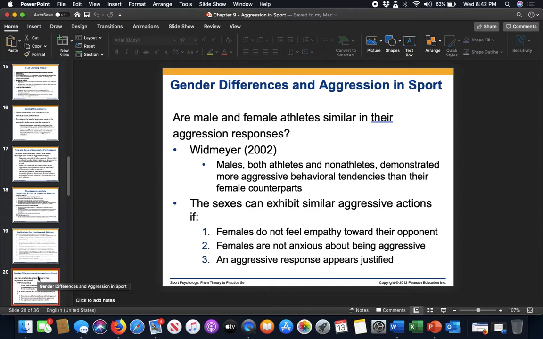Again, you can't say that that's 100% true. But females do not feel empathy. It says the sexes can exhibit similar aggressive actions if females do not feel empathy toward their opponents, females are not anxious about being aggressive, and an aggressive response appears justified. So just because males have that tendency to be a little bit more aggressive doesn't mean that females are just going to shy away from it. I personally think that there are a lot of females who get aggressive and use it to their advantage, because maybe they feel as though they can.